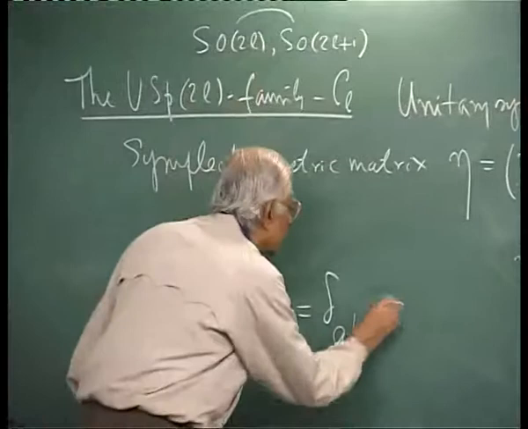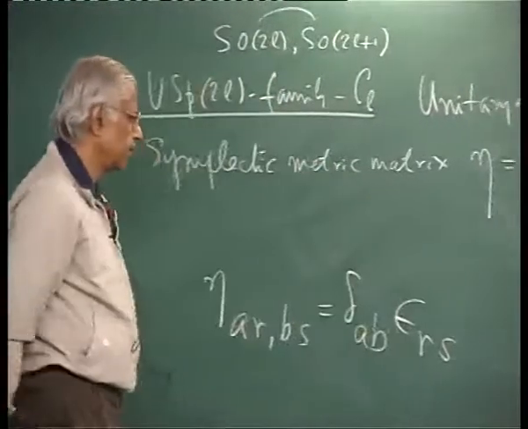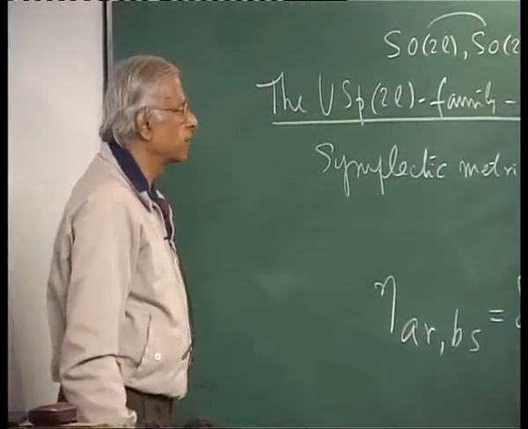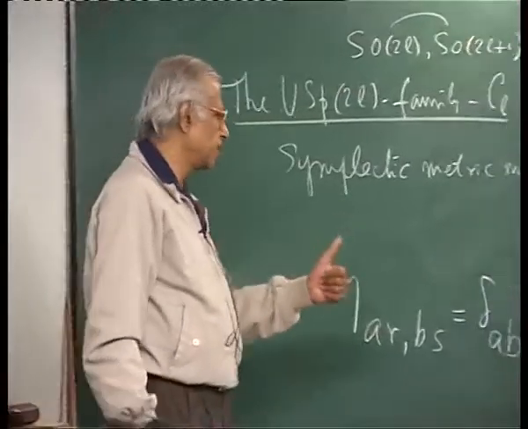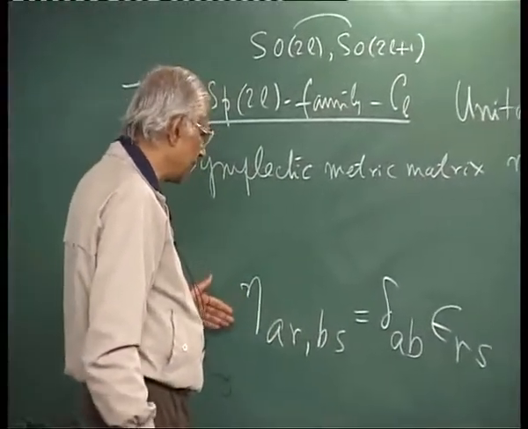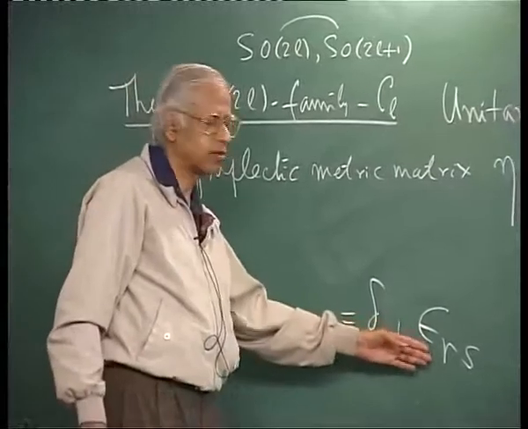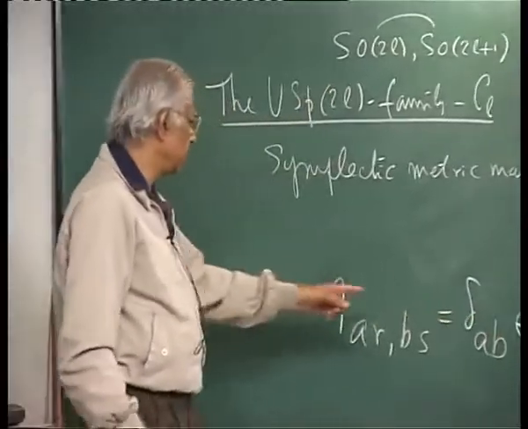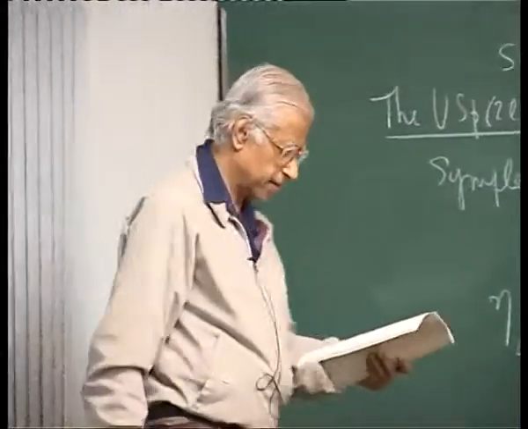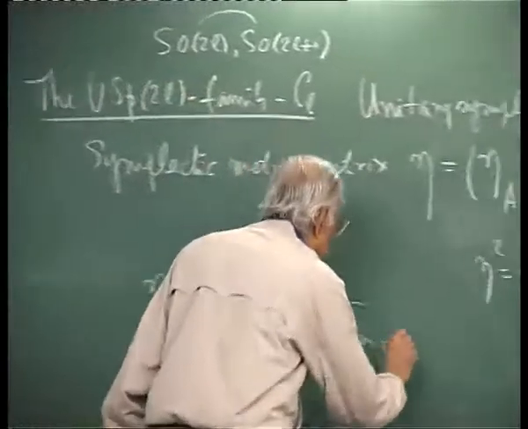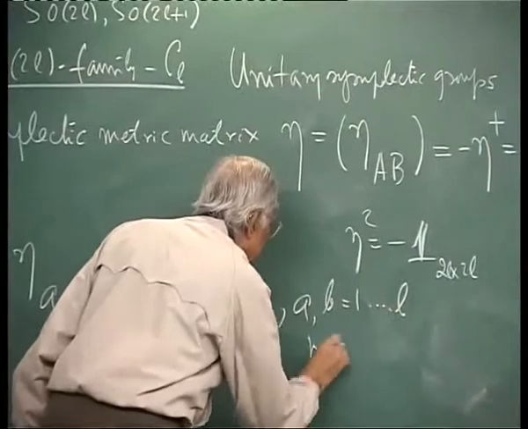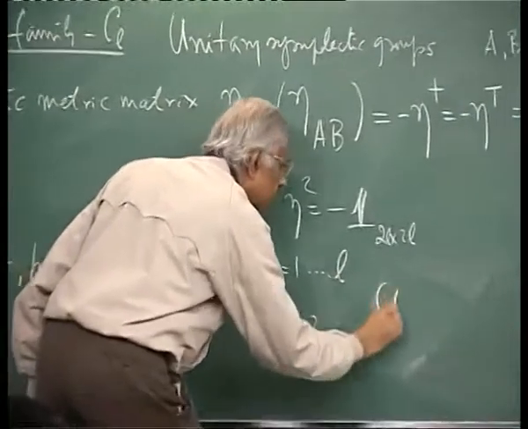So what will that be? Epsilon RS. Where epsilon 1, 1 is 0, epsilon 2, 2 is 0, epsilon 1, 2 is plus 1, epsilon 2, 1 is minus 1. So the antisymmetry, the symplecticness of this matrix is there through the epsilon. So this is the split index description of the metric matrix. So let me write here AB equals 1 to L, RS equals 1 and 2.